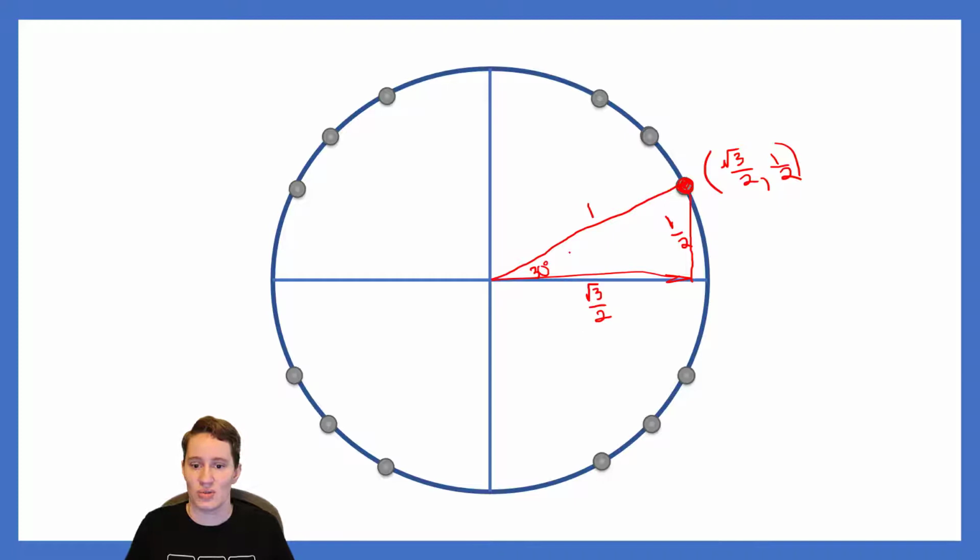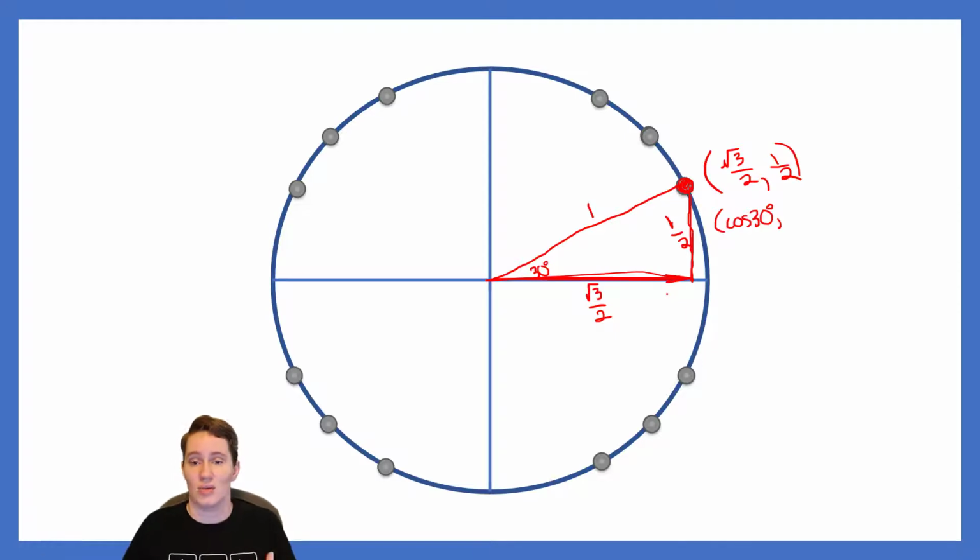Which one is which has to do with which of these sides, this one or this one, is going to be considered adjacent and which one is considered opposite. This bottom part here is adjacent to 30. If we did adjacent over hypotenuse, we'd have square root of 3 over 2 over 1, which is just square root of 3 over 2. So this point is cosine of 30, which is equal to square root of 3 over 2.